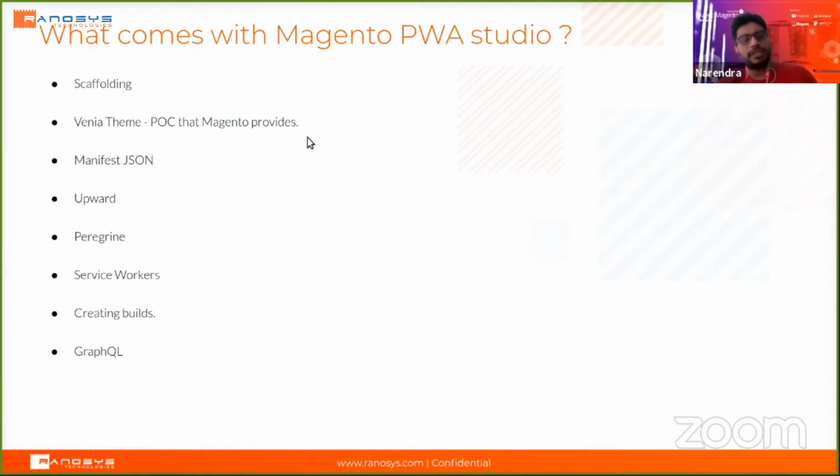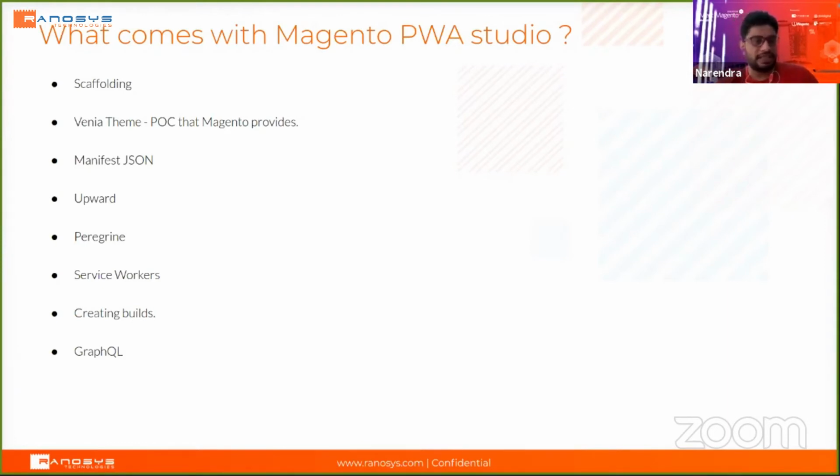Apart from this, in order to make PWA work and function as a native app and use all those native things, there are various supportive features available, like the manifest, Upward, Peregrine, service workers. We are able to create the builds as well, and the GraphQL, obviously. So these are the things. We will discuss some of them in the next slides.